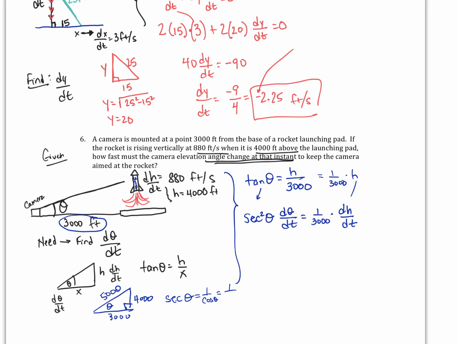The cosine is going to be 3,000 over 5,000. So really, the secant of theta is just 5/3. Right? Take that, find that. I'm just doing a little trick. You could have found the angle, plugged the angle in, and worked with it that way. You'll get the same answer in the end.